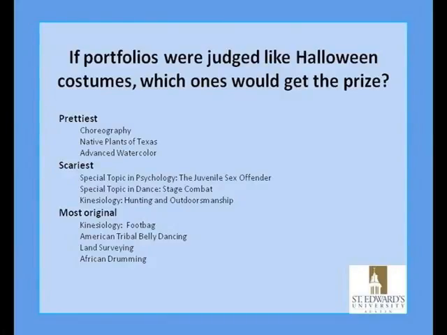Native plants of Texas. The guy went out and found a syllabus for this in a botany course curriculum, and did that. And then we had advanced watercolor, someone who was truly an expert. She's in graduate school right now for art, and she did nearly all of her art courses through Portfolio.